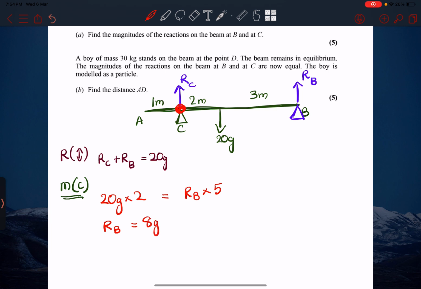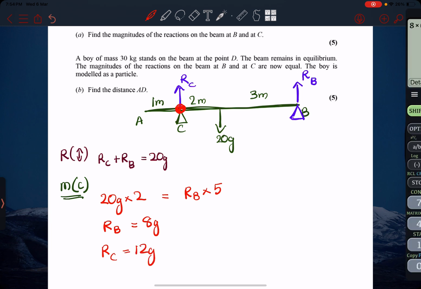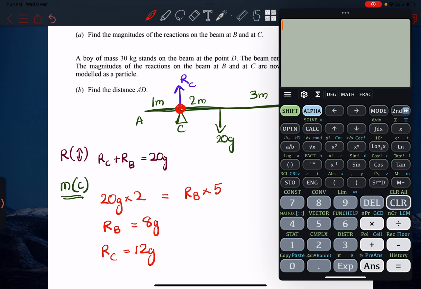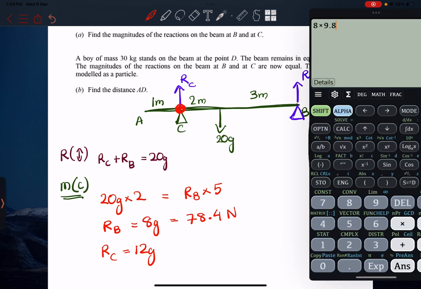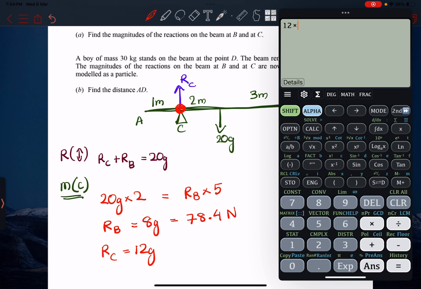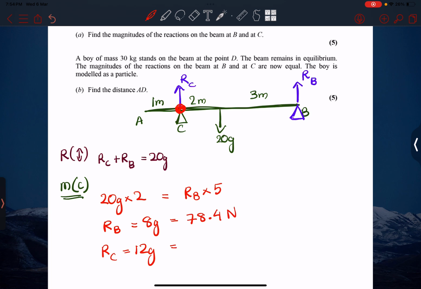So because RB is equal to 8G, then RC would be equal to 12 Gs. So 8 Gs is 78.4 newtons to 3 significant figures, and then 12 Gs will be 117.6 newtons. So yeah, that's part A.